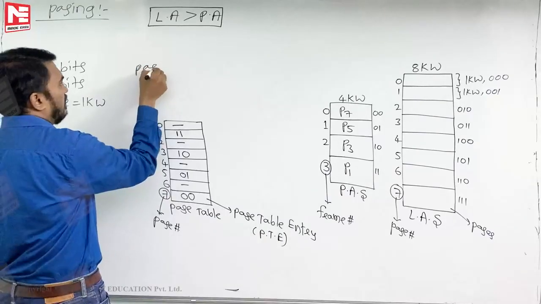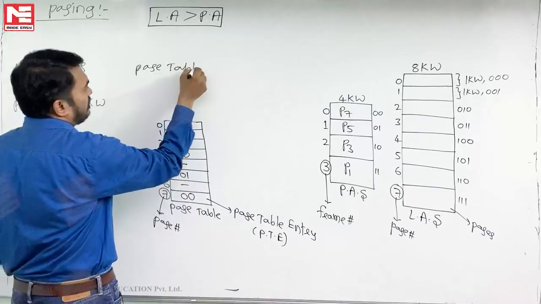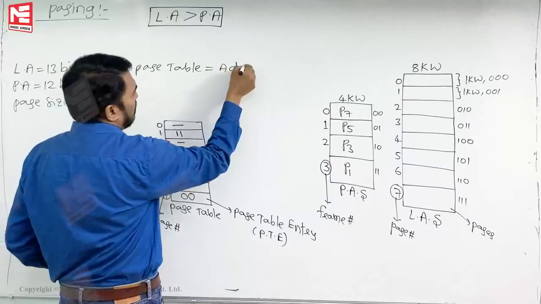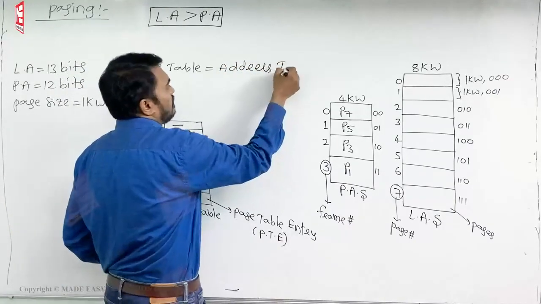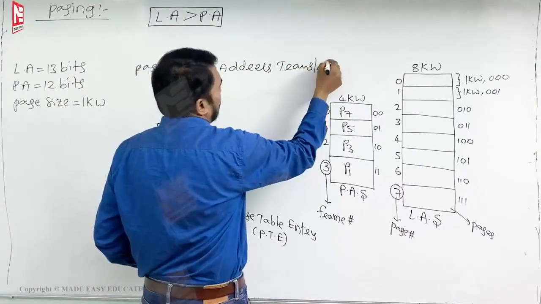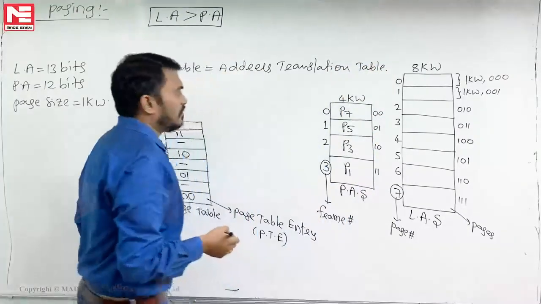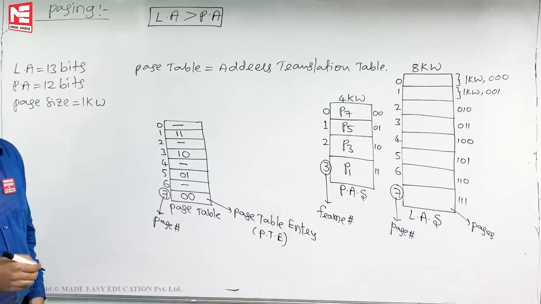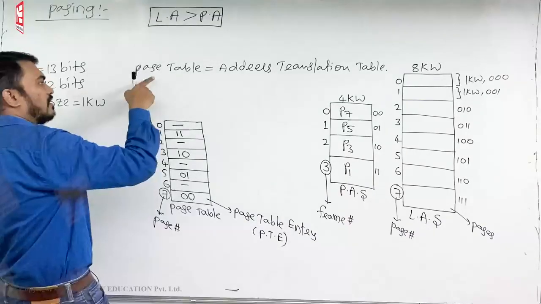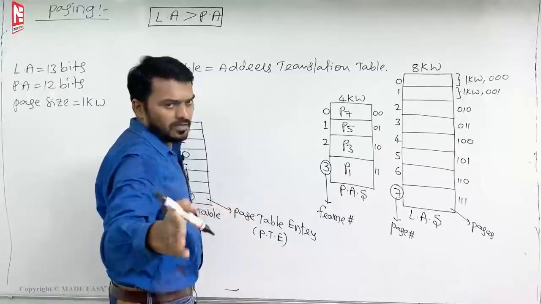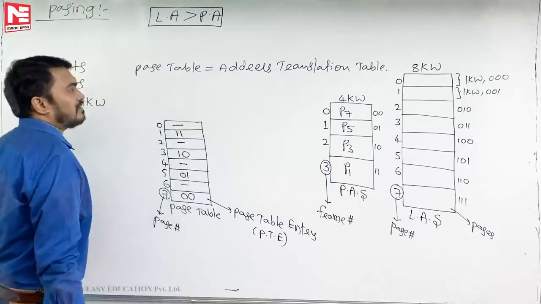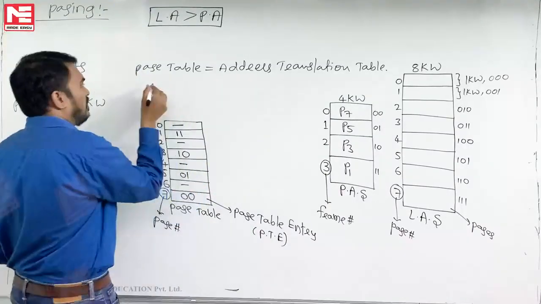So page table is also called as address translation table. Sometimes in the question you will see this term, so don't get confused. Write: page table is also called as address translation table.